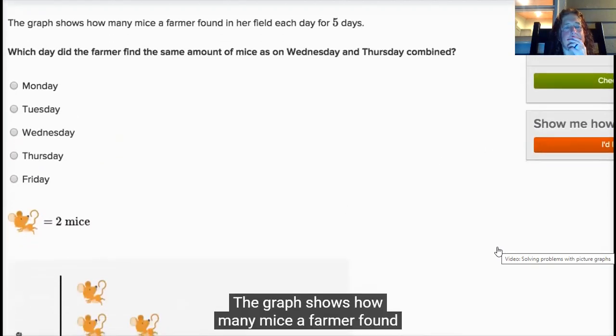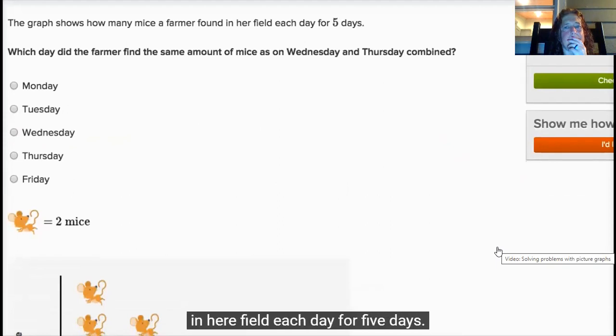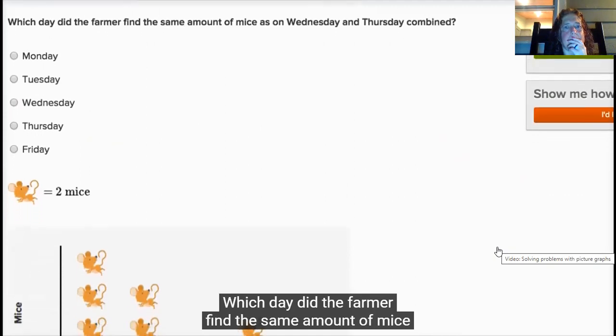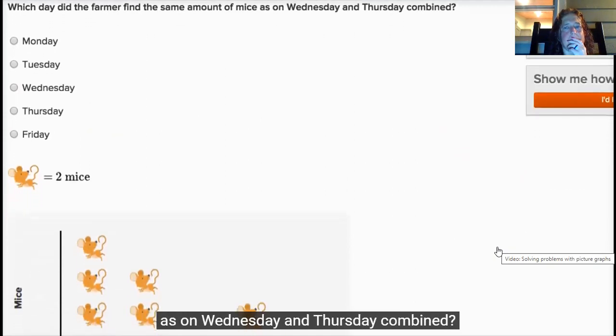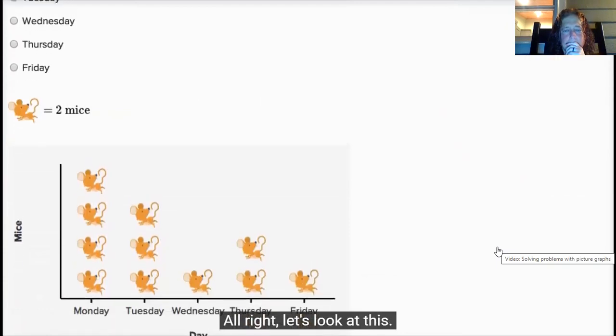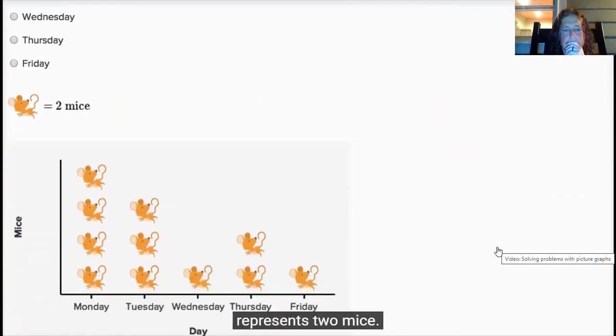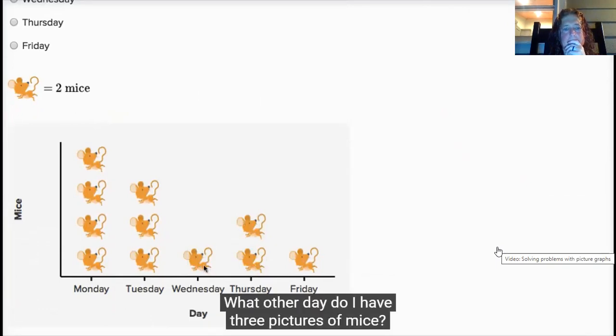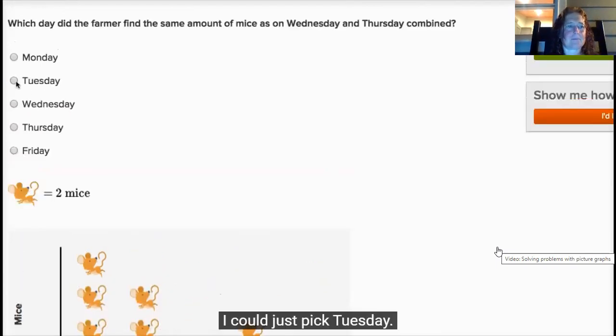The graph shows how many mice a farmer found in her field each day for 5 days. Which day did the farmer find the same amount of mice as on Wednesday and Thursday combined? Each picture of a mouse represents 2 mice. On Wednesday and Thursday combined, I have 1 picture of a mouse and then 2 more pictures of mice. So that's a total of 3 pictures of mice. What other day do I have 3 pictures of mice? Well, Tuesday I have 3 pictures of mice. So I could just pick Tuesday.